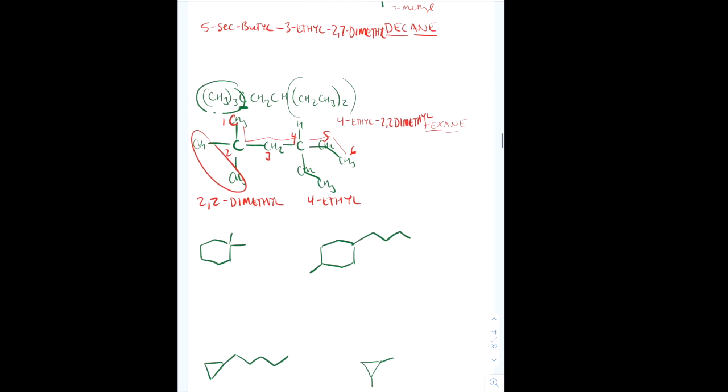All right, so let's move on to these ones. These ones are pretty chill, I think. Cycloalkanes can get complicated, but these examples aren't too crazy.